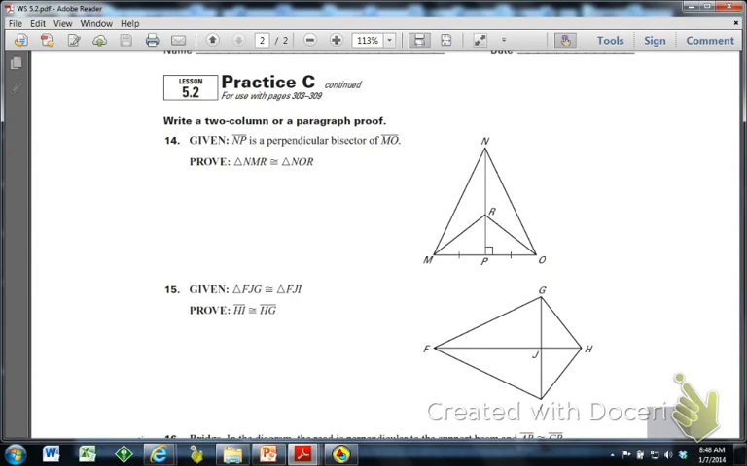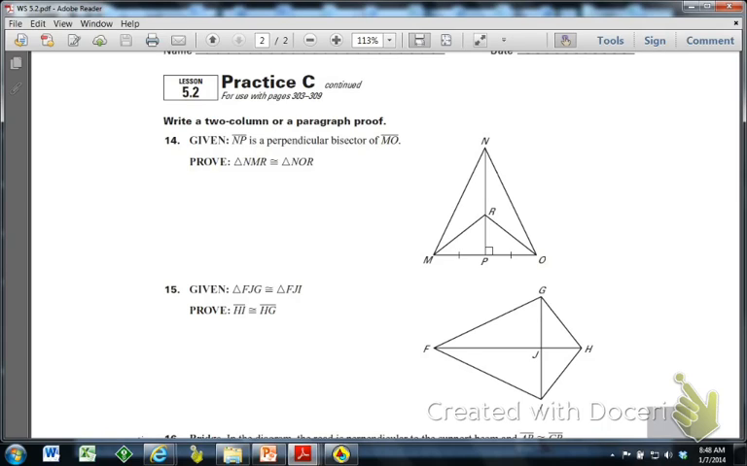Lesson 5.2, number 14, write a two-column proof. Given that segment NP is a perpendicular bisector of segment MO, and that's in the picture, prove that the triangles are congruent. So right off the bat, if they're asking me to prove the triangles are congruent, I've got to go back and remember what are the different ways to prove triangles congruent.